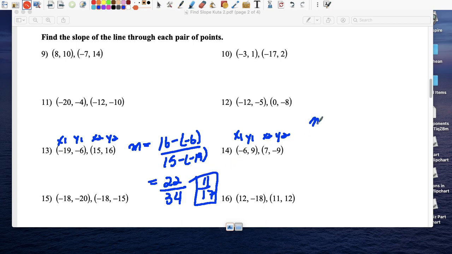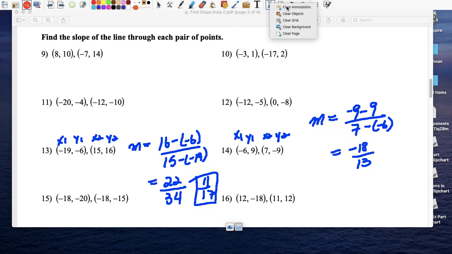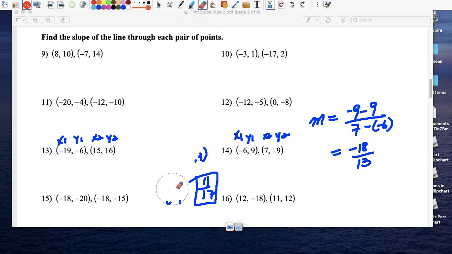14. So negative 9 minus 9 over 7 minus negative 6. Negative 9 minus 9 actually is negative 18. At the bottom, 7 plus 6 is 13. And we want to leave it like that. So that's a negative slope. And then we got two more, the bottom two.